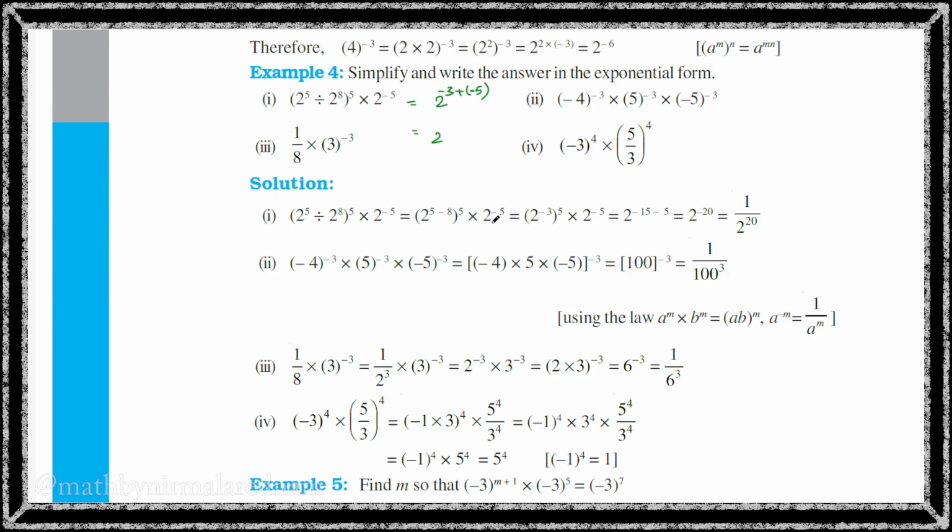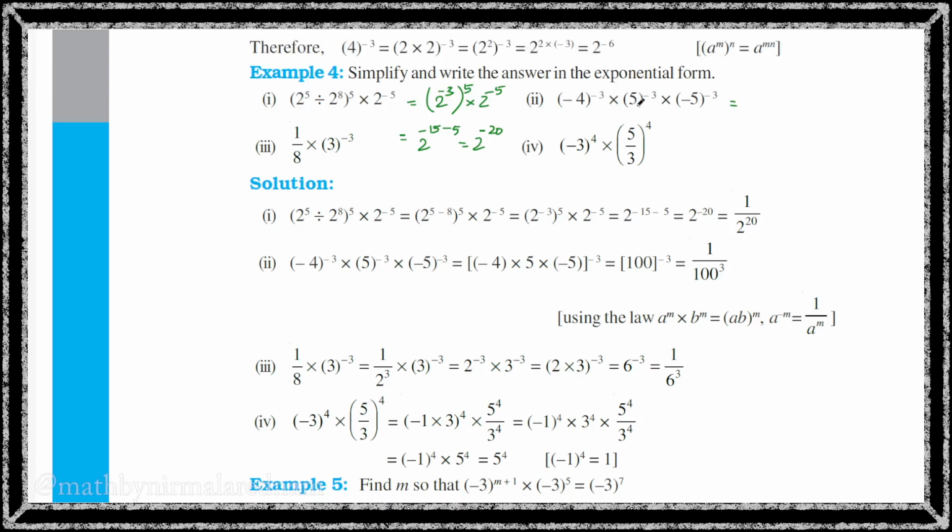Right, sorry. Here I have 5 times of this. 2 power minus 3 and this whole power 5 into 2 power minus 5. So this is minus 15 minus 5, which is minus 20, right? So with practice you will get more comfortable with this exponential notation, and if you are thorough with the laws of exponents, the sums are pretty straightforward.